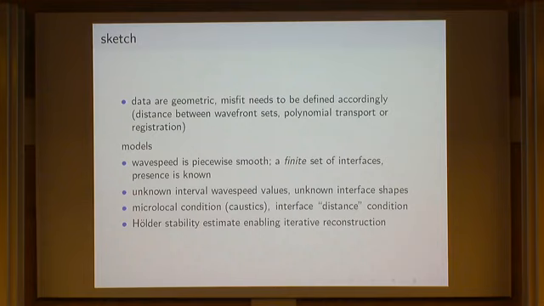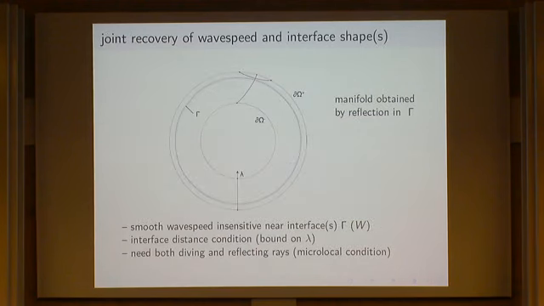And I will argue that these stability estimates are extremely important if you want to do iterative reconstruction. So that you can think of as a very precise optimization. Stability gives you convergence in optimization. And so what are the type of conditions? Roughly speaking, first of all, you need diving waves and reflected rays. You cannot do with either of the two.